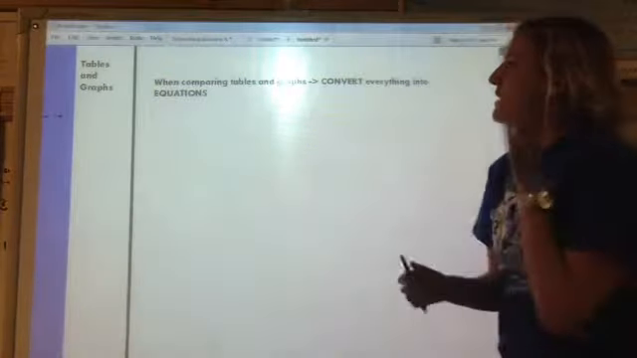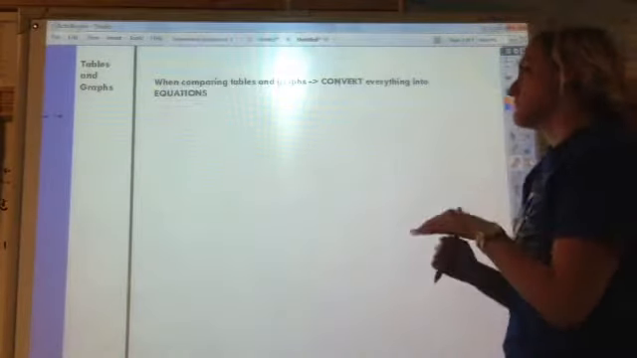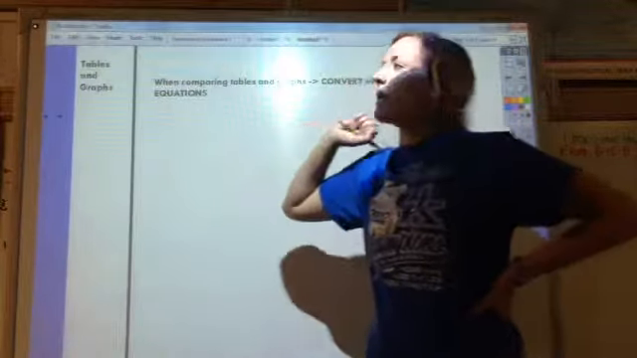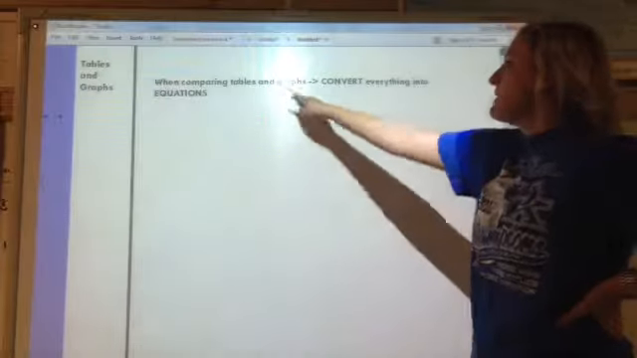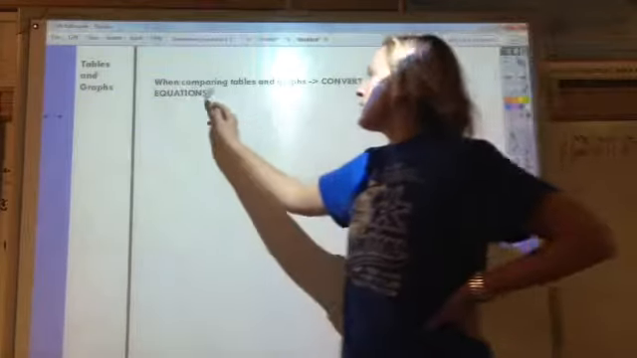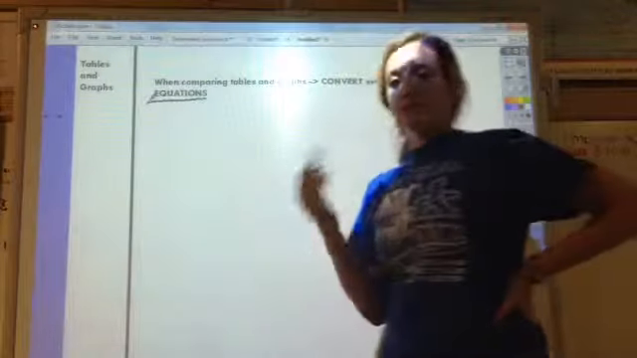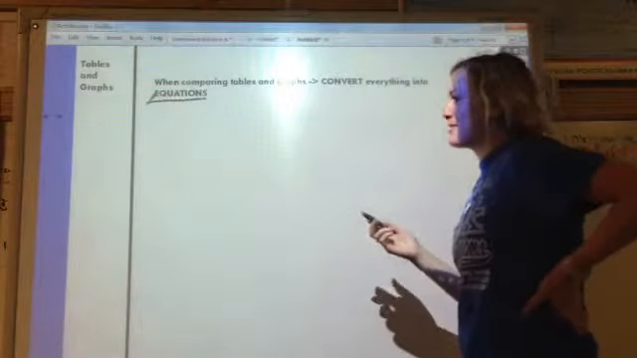Today we're going to be reviewing comparing rate of change with tables and graphs. So go ahead on your notes page, draw a line, and write tables and graphs in the top left hand corner. When comparing tables and graphs, convert everything into equations. Same thing as yesterday. The equations will make it very easy to compare.